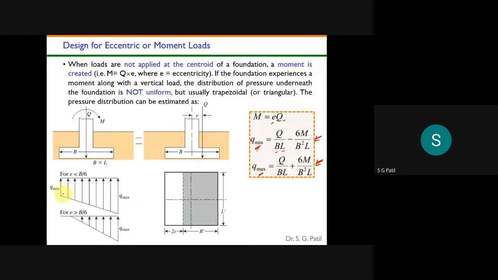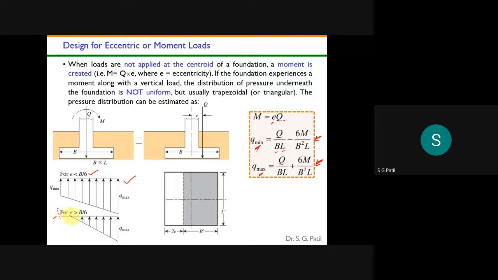Again, in this stress distribution, if your eccentricity is less than B by 6, then we will have this trapezoidal kind of stress distribution. If the eccentricity is greater than B by 6, then we have this triangular shape. Here you may have some negative stresses also. If your eccentricity is greater than B by 6, then you may have some negative stresses. These negative stresses should be avoided.